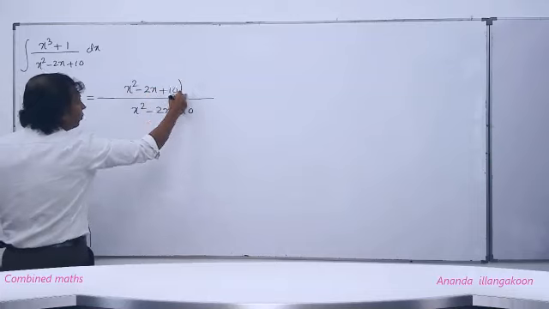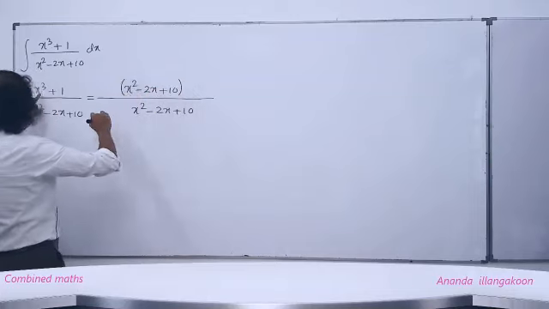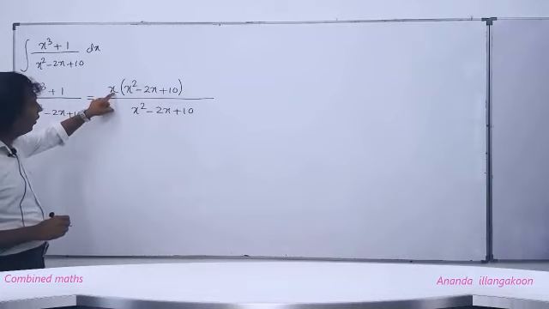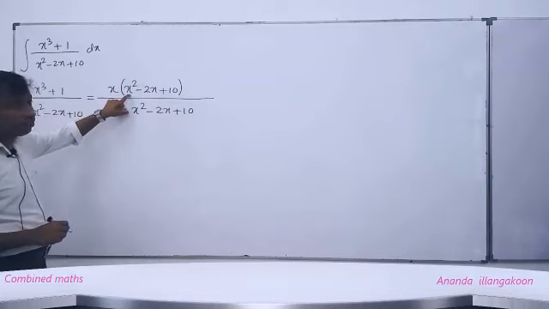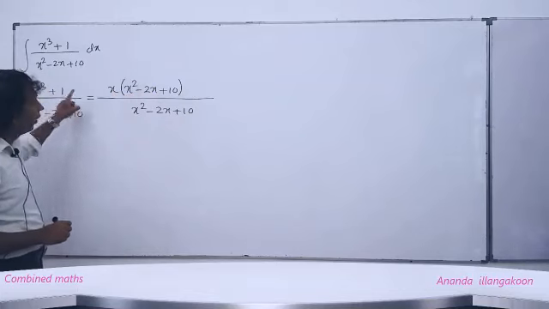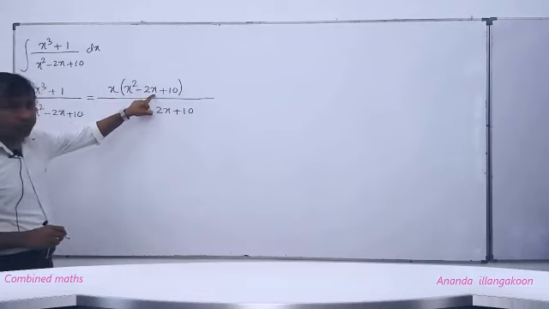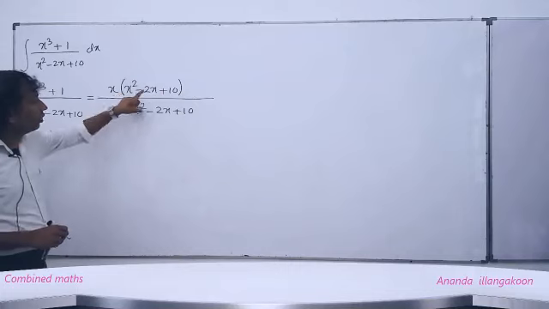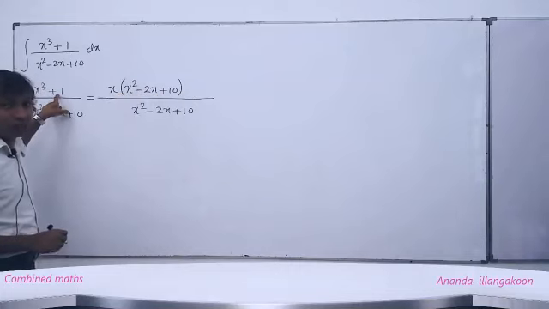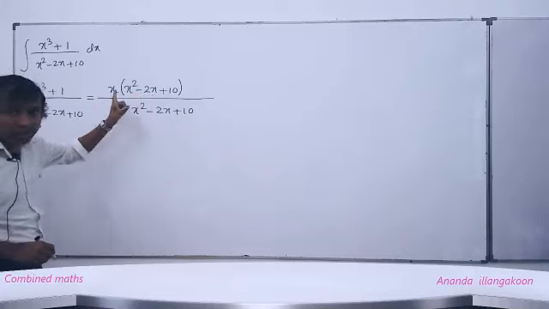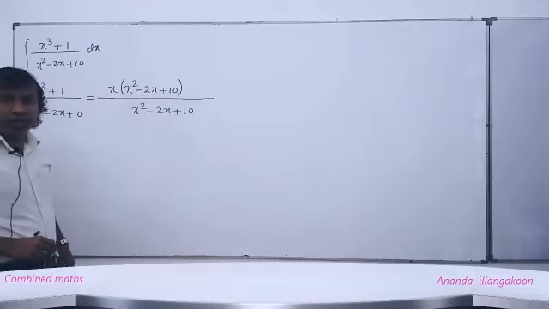Okay, I put a bracket. Since we need x cubed here, I write x here. Then what do you get, people? x times x squared, x cubed coming. That's fine. x times minus 2x, what do you get? Minus 2x squared comes into this numerator. But here we don't have minus 2x squared, so we have to eliminate it from the numerator.